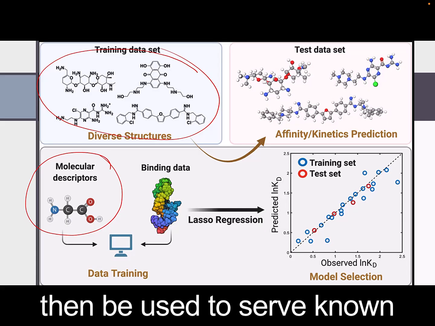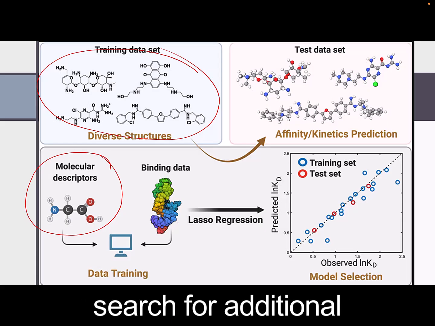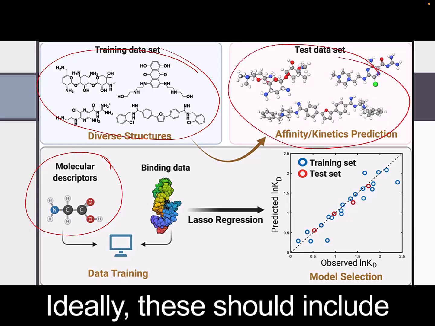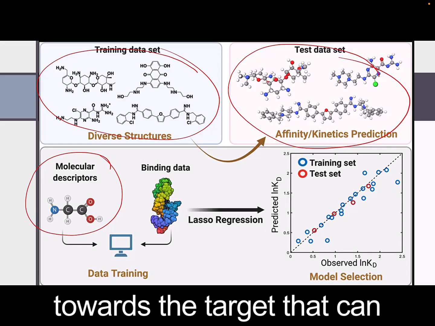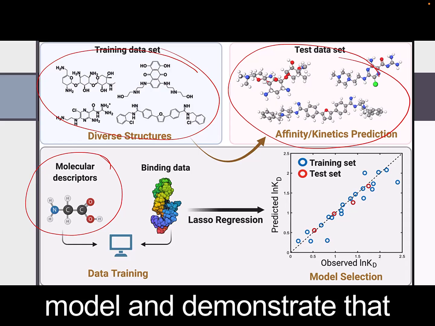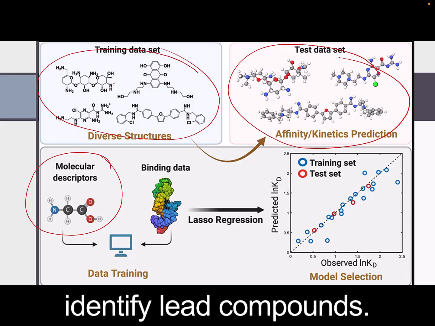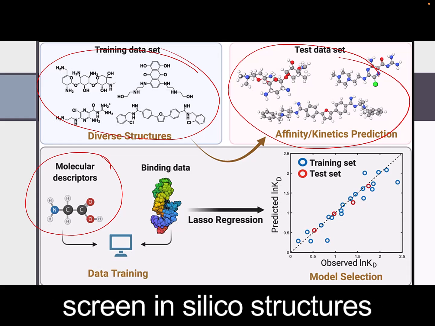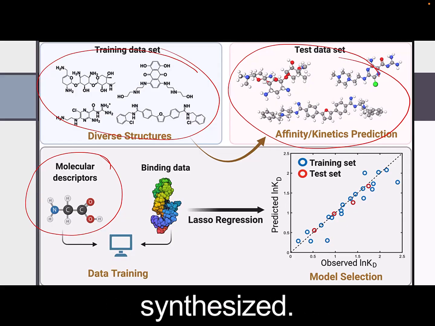The program can then be used to search known chemical libraries or search for additional potential hits or leads. Ideally, these should include some known compounds that have biological activity towards the target that can then be used to validate the model and demonstrate that it's working correctly to identify lead compounds. Once the model is then validated, it can be used to screen in silico structures that have yet to be synthesized.